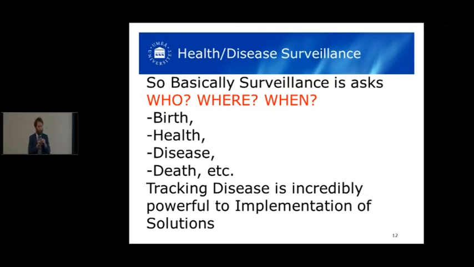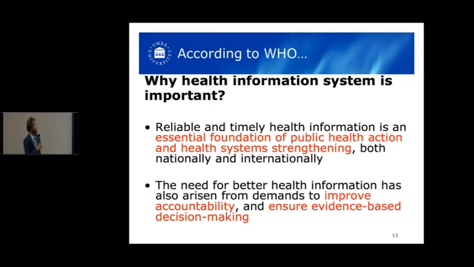So, to make the link to the electronic medical record, why are health information systems so important? Well, essentially, they're the foundation of public health action. And in a modern era, it's being demanded more and more of us to improve our accountability and ensure evidence-based practice. So this is more on the individual health side, but also gets expanded into population health.